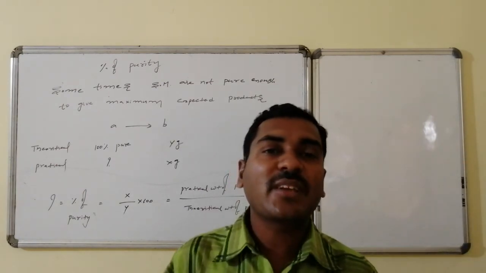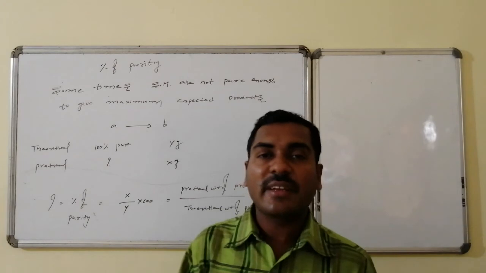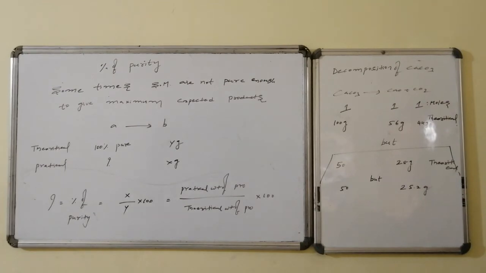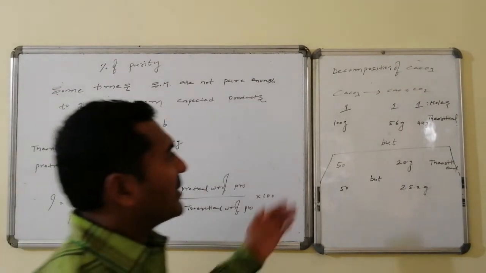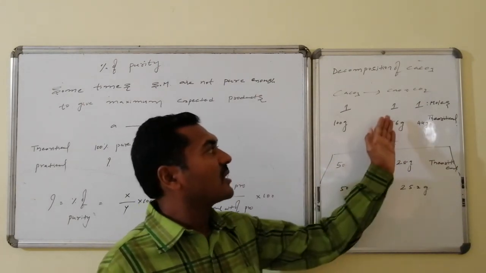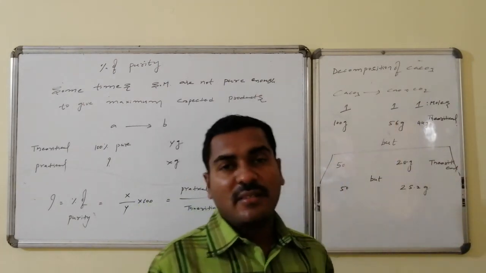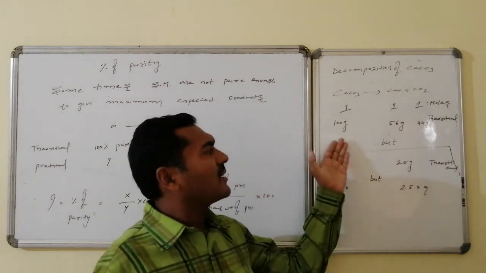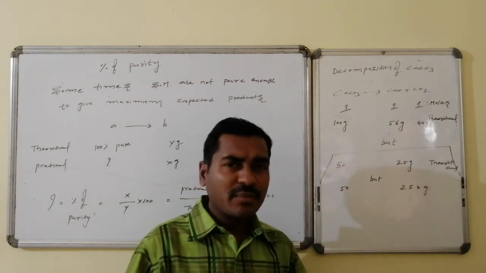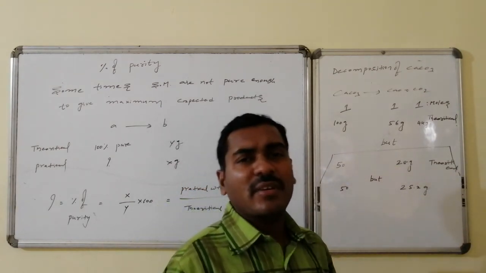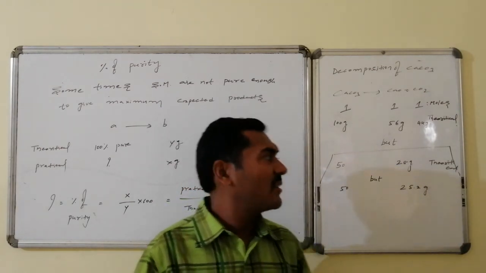Let us go for one example to make this very clear. Decomposition of calcium carbonate. Calcium carbonate can decompose into calcium oxide as well as carbon dioxide. 1 mole is converted to 1 mole of calcium oxide and 1 mole of carbon dioxide. That is, theoretically, if you take 100 grams, it should produce 56 grams of calcium oxide and 44 grams of carbon dioxide. The law of conservation of mass is valid.